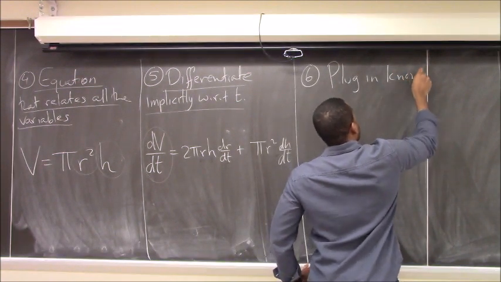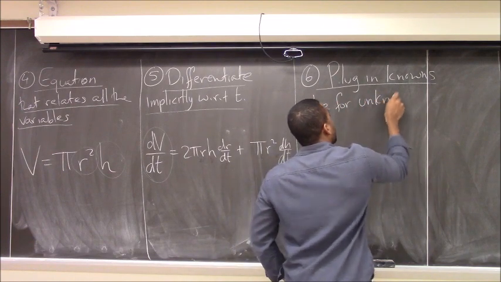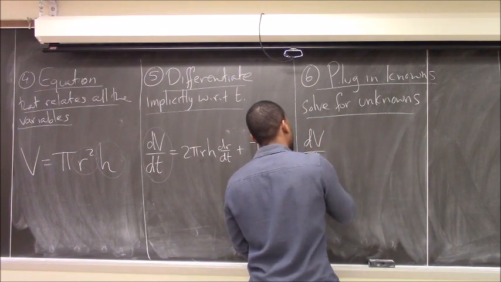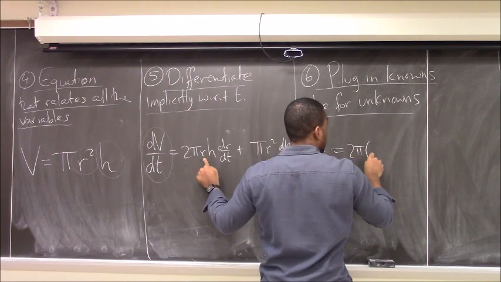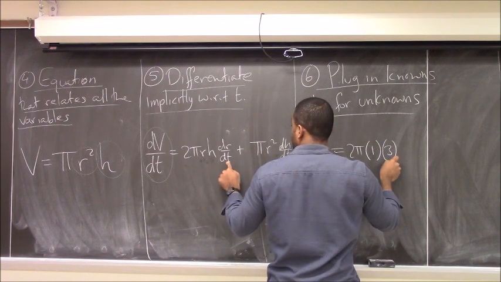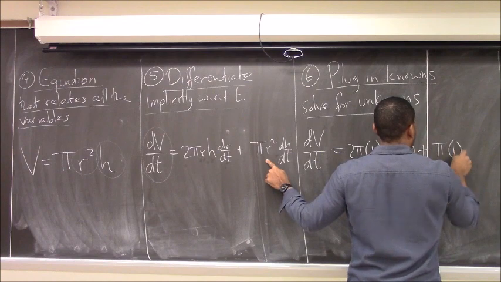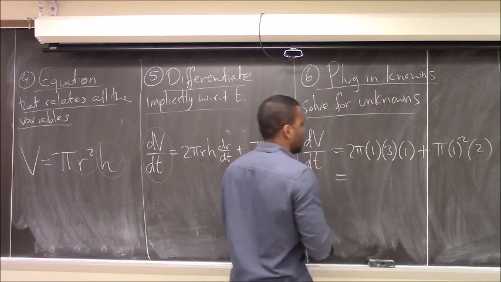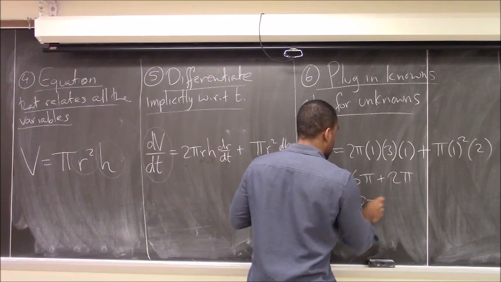Plug in knowns. Solve for unknowns. So here I have dv dt, that's an unknown. In fact, that's the guy I want to find. And I'm going to plug these guys in. So this is pi times r, which is 1, times h, 3, times dr dt, 1, plus pi times 1 squared, dh dt was 2. So this becomes what? 6 pi plus 2 pi. The answer is 8 pi.